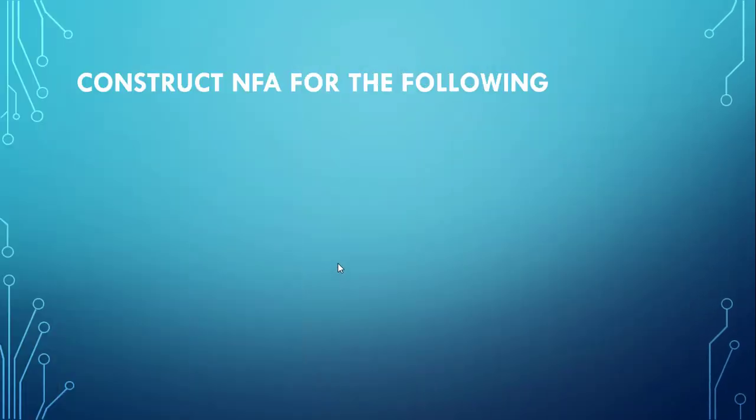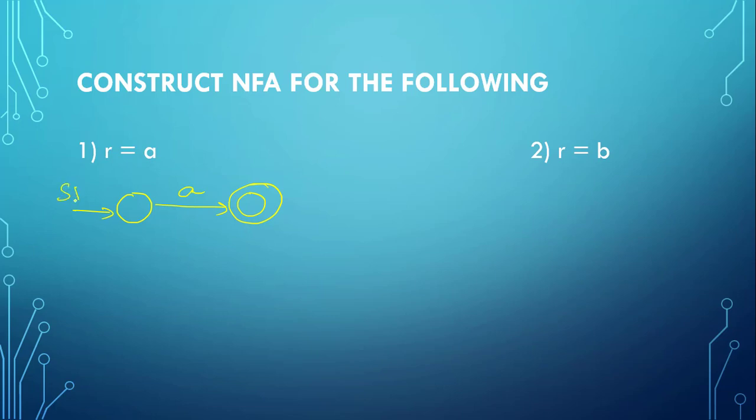Let us solve some examples. So first we will draw the NFA for R is equal to A. So here we will have A. Do not forget to name our states, since we will be using these state numbers when we start the conversion of NFA to DFA. So here we will be having 0 and 1. Again we will have 0 and 1 as the states for B. So this is our NFA for R is equal to B.